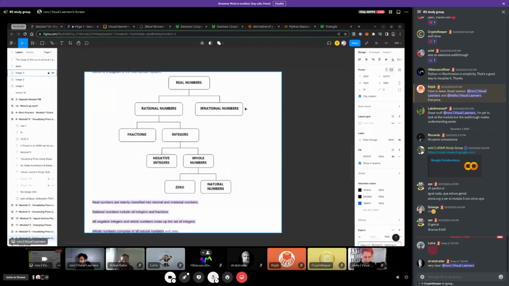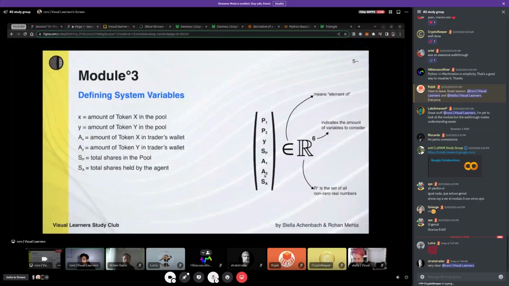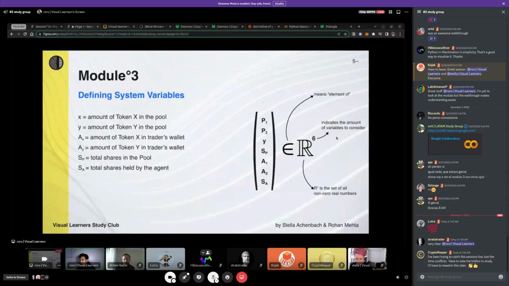Again, for the most part, we don't need to care about rational and irrational. The point is any number that you'll ever encounter, including pi, or the number e, or any special numbers, they all will be real numbers for us. And when you write it in this format, where did it go? This basically means that this is a vector which is an element of real numbers of dimension 6.